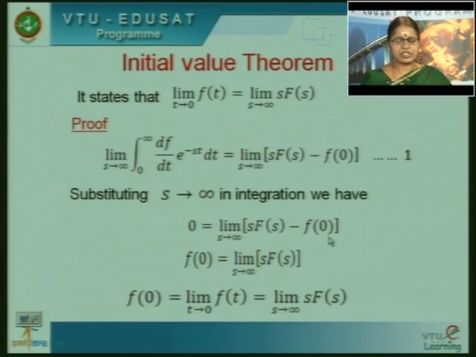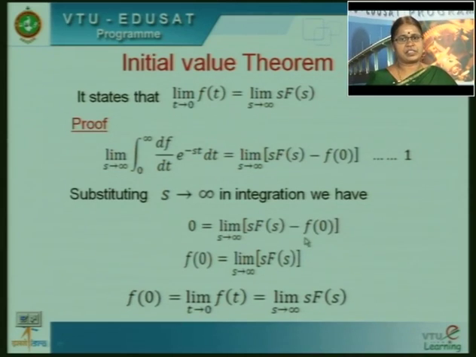This f of 0 term is independent of s, so I can take it to the other side of the equation. I can write f of 0 is equal to limit s tends to infinity s into F of s. Instead of f of t, where normally we write t, here we have 0, so f of 0 can be written as limit t tending to 0 f of t. So, limit t tending to 0 f of t is equal to limit s tending to infinity s into F of s. This theorem is called the initial value theorem, which is used to find the value of a function at time t equal to 0 by knowing its Laplace transform.